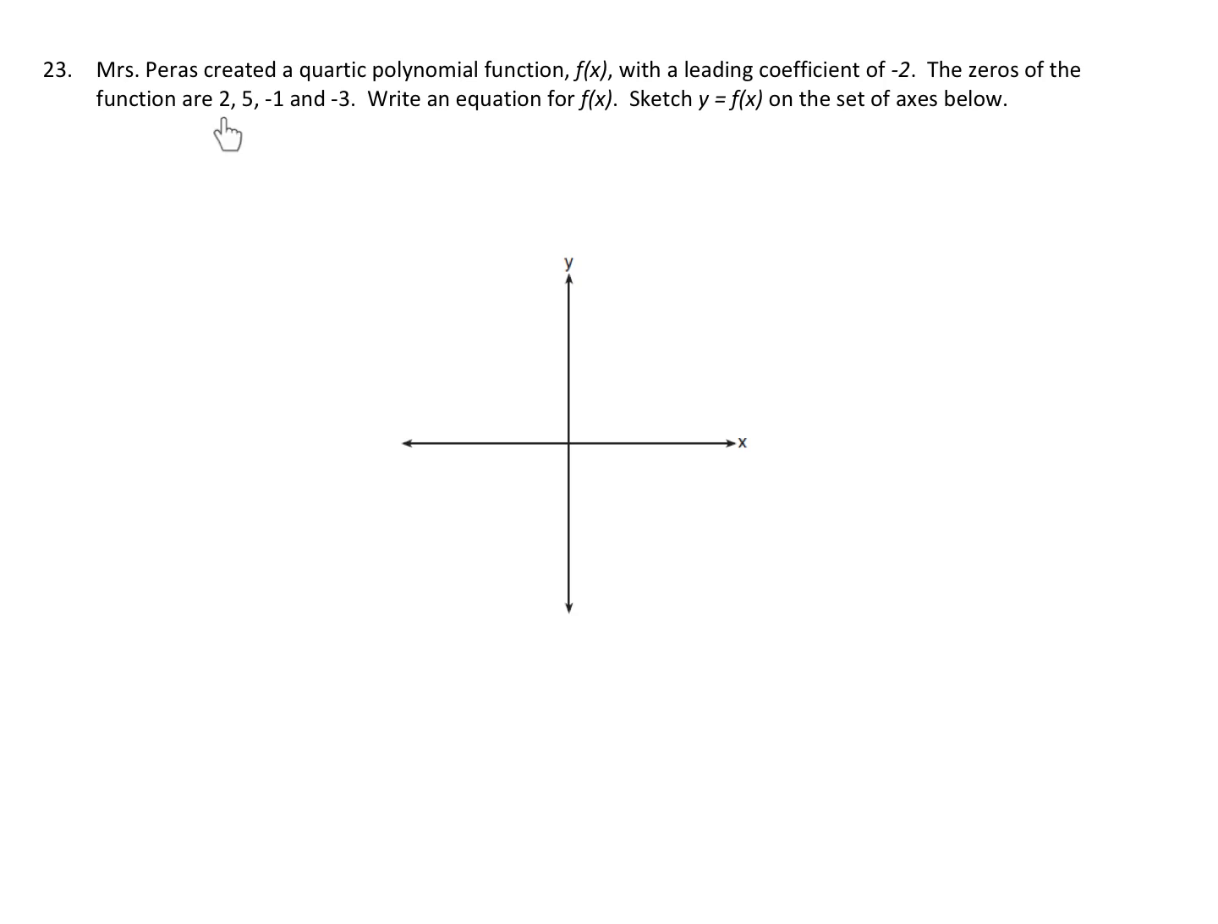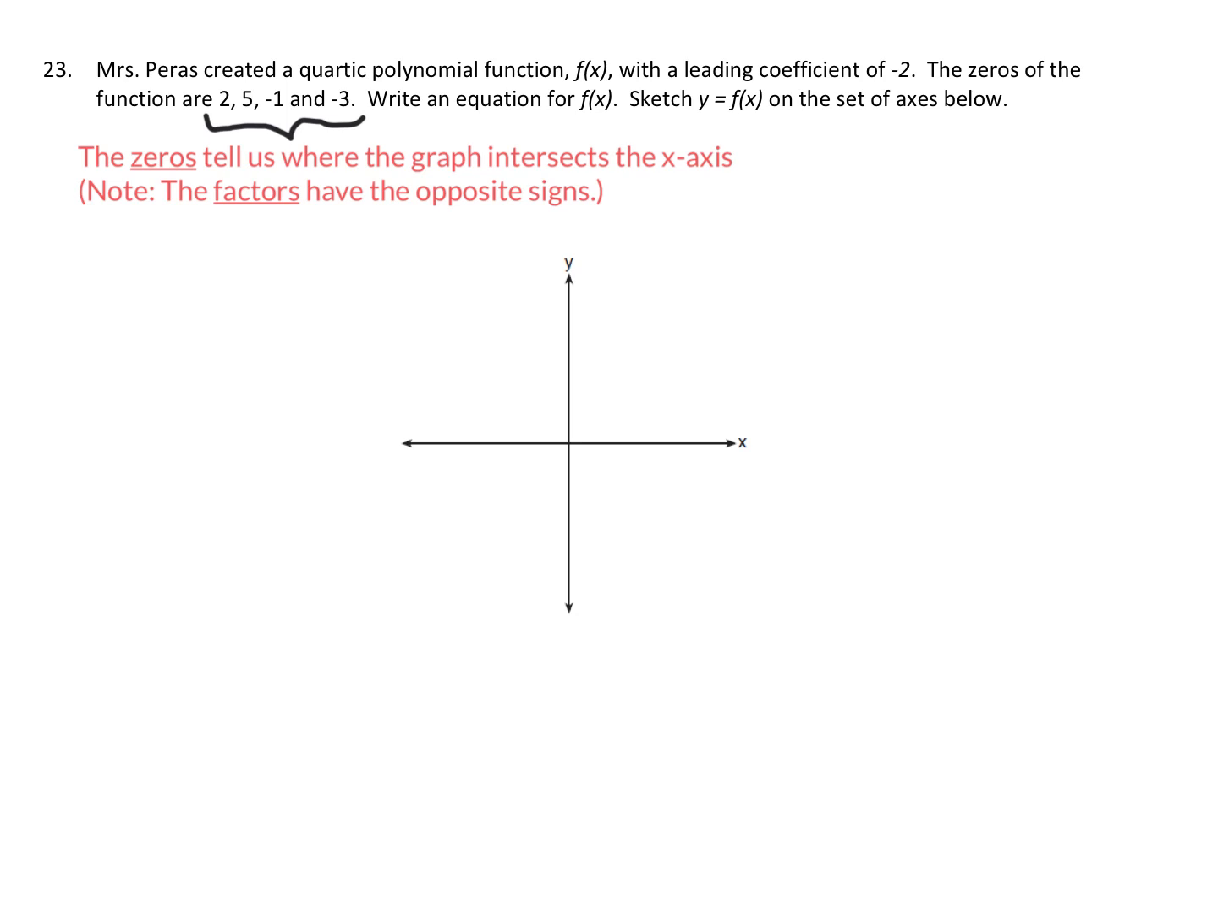The zeros are, okay, so they give us the zeros. Now, some of you think we're supposed to switch the signs here. We are not supposed to switch the signs. If they give you the zeros or the roots or the solutions, that's telling us where the graph crosses the x-axis. Okay, so I wanted to just put that there so everyone sees the zeros, which is what they give us here, tell us where the graph intersects the x-axis.